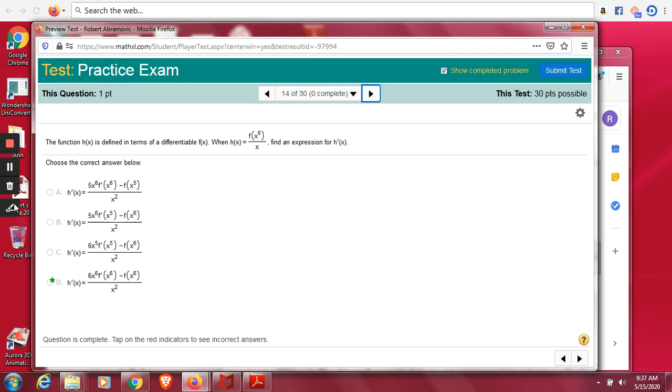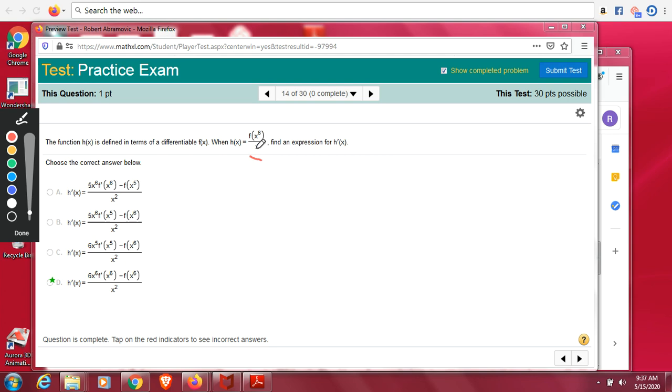The function h is defined in terms of a differentiable function f of x squared, equal to f of x squared plus 6 divided by x. Write an expression for h prime of x. Now this is going to require the use of two rules. First rule is the quotient rule, because this is the quotient of two functions, a numerator divided by a denominator, and also the chain rule in order to differentiate the outside function f evaluated at the inside function x squared.